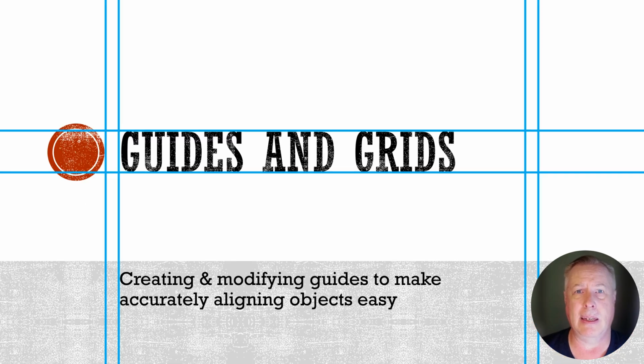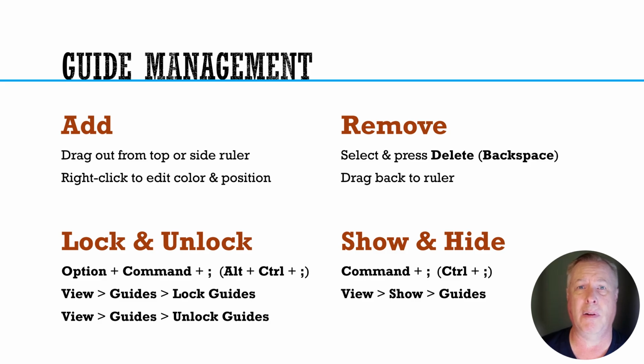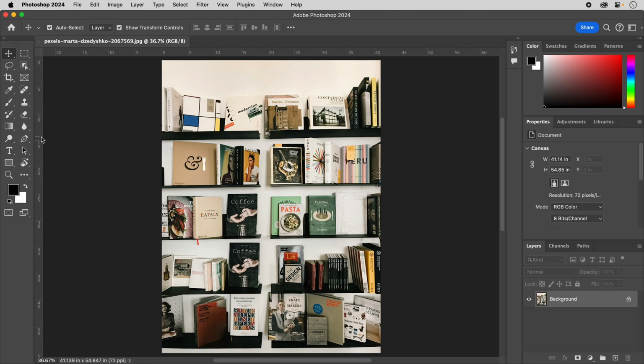Guides and grids in Photoshop are here to make our life easier. Here's a cheat sheet for manipulating guides. You'll need to have rulers visible to work with guides. Press Command or Control-R to toggle rulers. When adding a guide, you can hold the Shift key to constrain the guide to ruler tick marks.